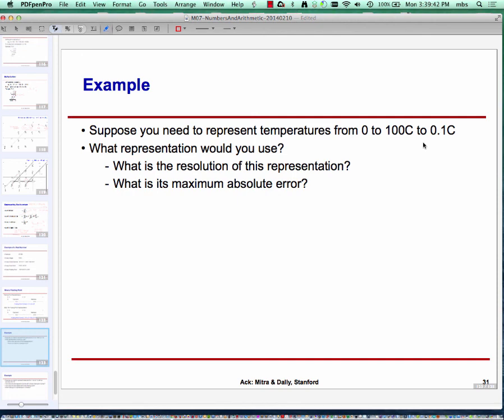Okay, the first thing I'll start out by saying is, 0 to 100 in 0.1 degree Celsius is the same as 0 to 1000 in 1 degree Celsius, right? So immediately I can convert it into an integer problem and mentally keep track of this factor of 10 separately. And then 0 to 1000 I can represent as an integer with how many bits?